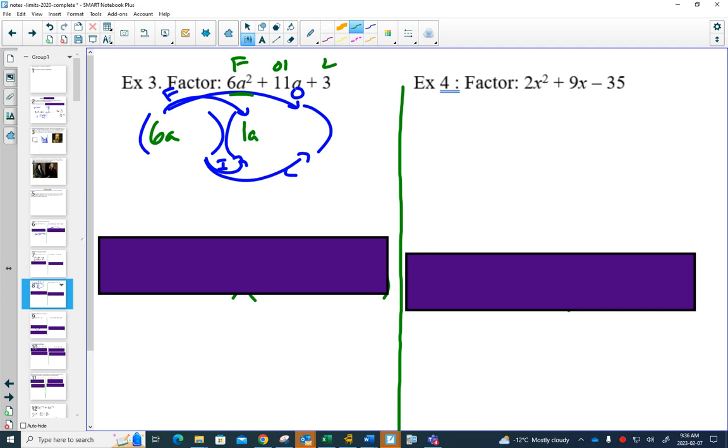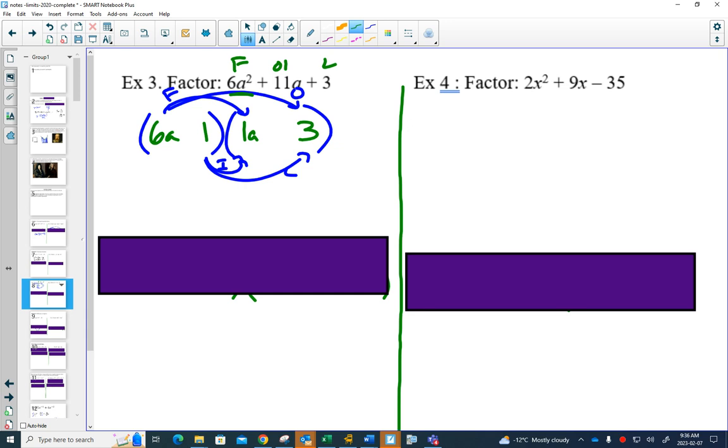The last one is a 3. The only way to get 3 is 1 times 3. It could make a difference if I put the 3 here or the 3 here. Do you see why? If I put the 3 here, my outside becomes 18, and my inside becomes 1. And now I'm really proud because we are going to get this wrong.